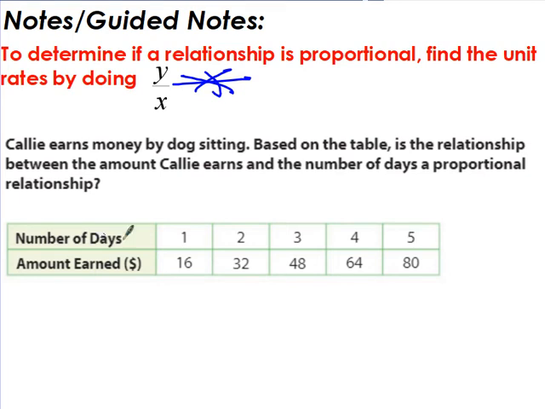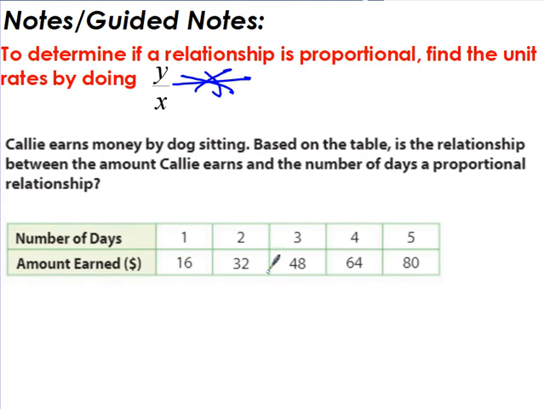So here I have a table, and I have a word problem here. Callie earns money by dog sitting. This is how much money she earns by how many days Callie dog sits. We want to determine, is this a proportional relationship? Meaning, is her cost the exact same depending on how many days you use her services? Because sometimes with some promotions and with some businesses, maybe the first 4 days are the same rate, but then that 5th day you get a discount for using it a 5th day.